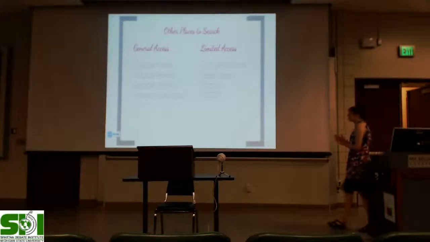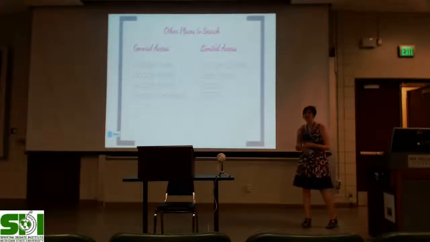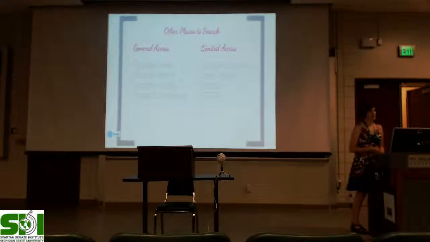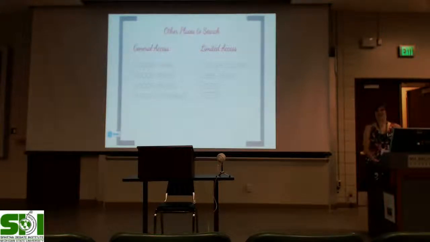EBSCO and JSTOR, some schools do have these. These are the two that the school is most likely to have access to because they sell academic discounts, and a lot of libraries have them. So if you want to explore these things, go ask your school librarian if you have access to EBSCO or JSTOR. They have a lot of journal articles there.